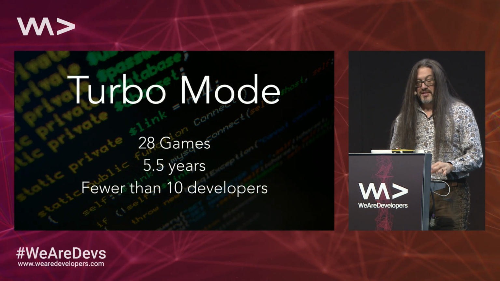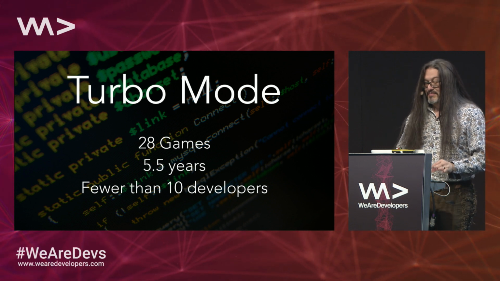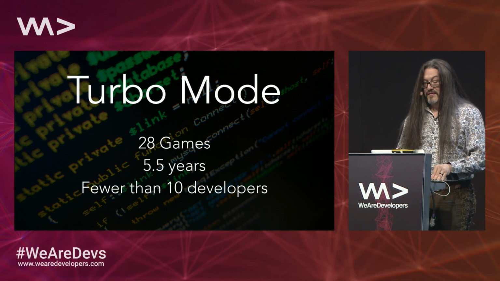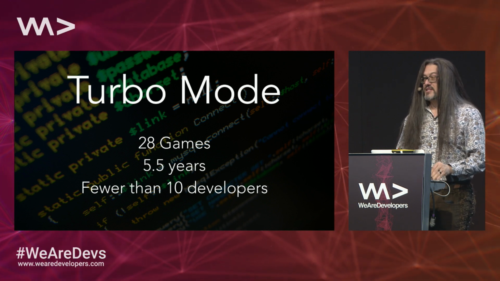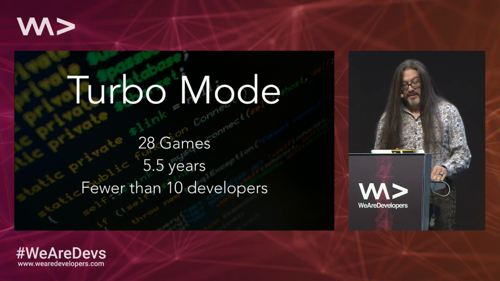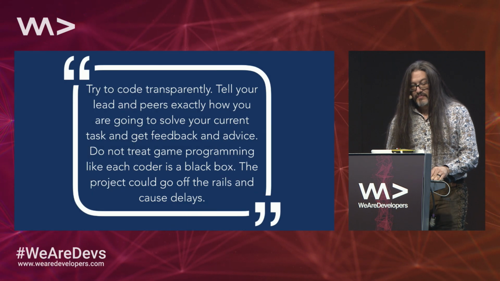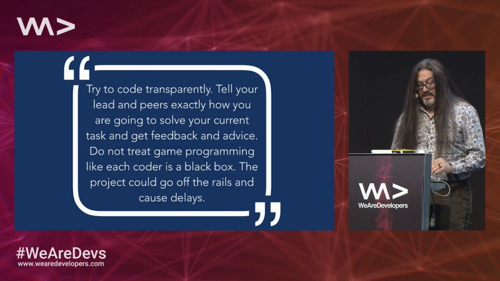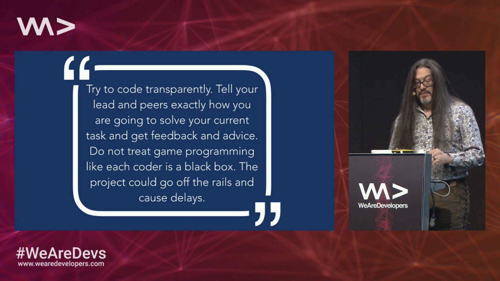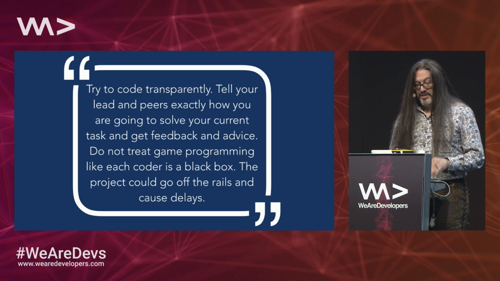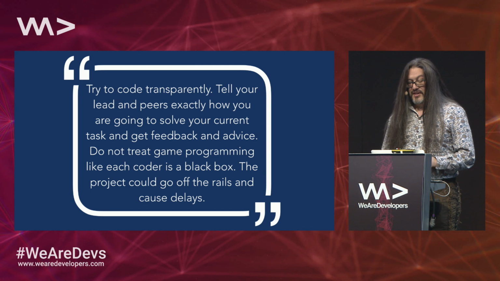So making games was and still is our life. We love it more than anything else, as you can tell by our release of 28 games in 5.5 years by less than 10 people. Many other games were released that used our licensed technology over the years. So here are some more core principles that we learned from doing all of this work. Try to code transparently. Tell your lead and peers exactly how you're going to solve your current task and get feedback and advice. Do not treat programming like each coder is a black box. The project could go off the rails and cause delays.